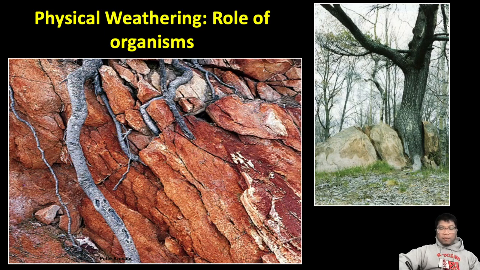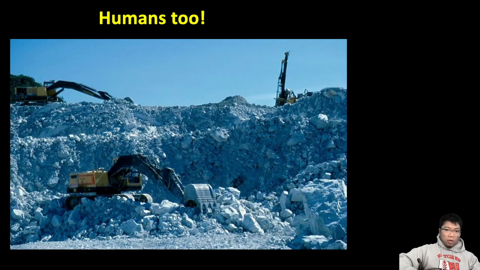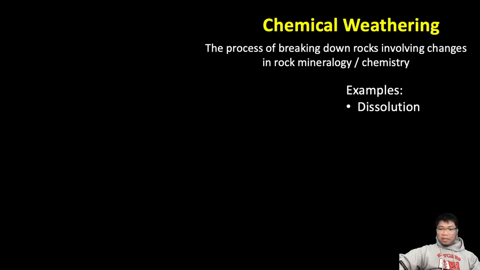And don't forget about the role of organisms, such as the development of roots associated with tree growth on the surface of the earth, and also humans' role in breaking down the rocks. Those are examples of physical weathering, and now let's talk about chemical weathering. This is the process of breaking down rocks involving changes in rock mineralogy or the chemistry of the rocks.